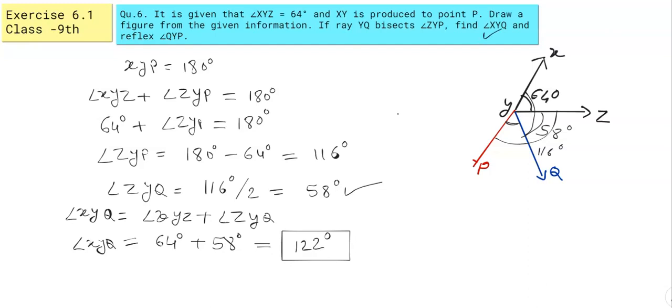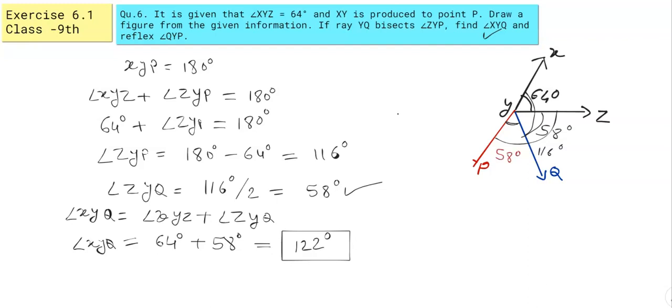Now find the reflex angle QYP. The angle ZYQ is equal to QYP. Why? Because YQ is the bisector of angle ZYP. So the value of ZYQ is 58 degrees. Then the value of QYP is also 58 degrees.